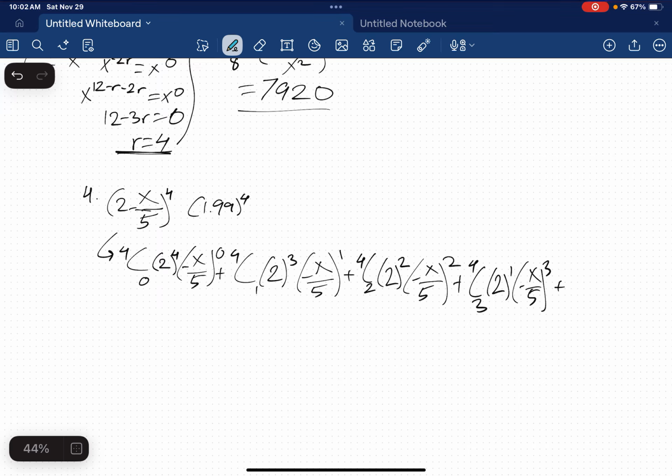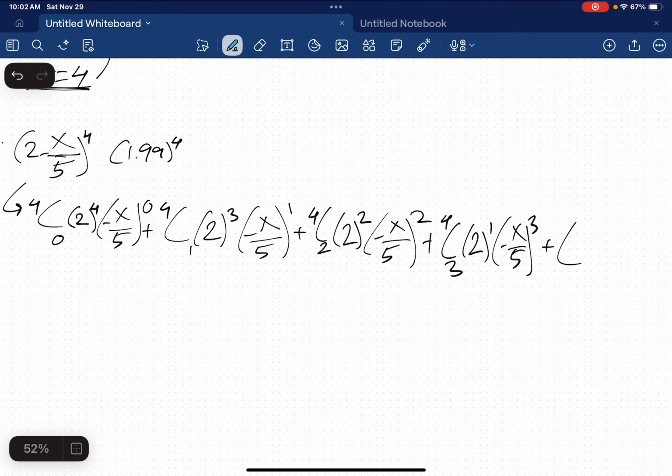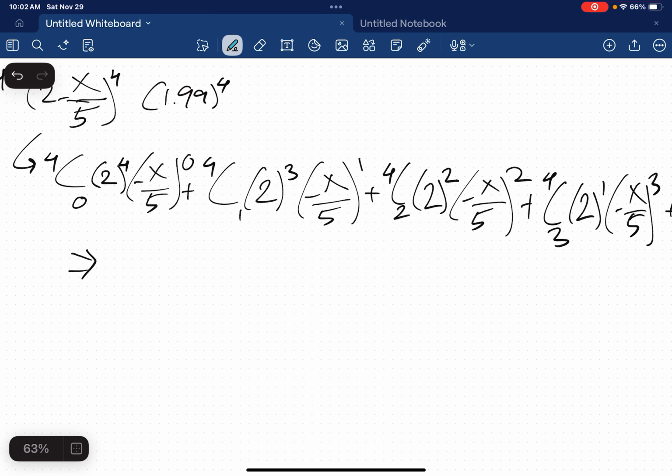plus 4 choose 4, 2 to the 0, times negative x divided by 5 to the 4th. And here is where we need to start simplifying everything like crazy. I'll actually show the math for this one. Let me just get a calculator out.